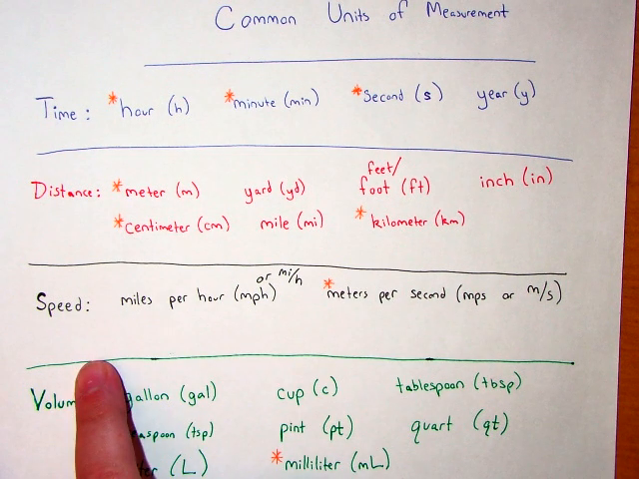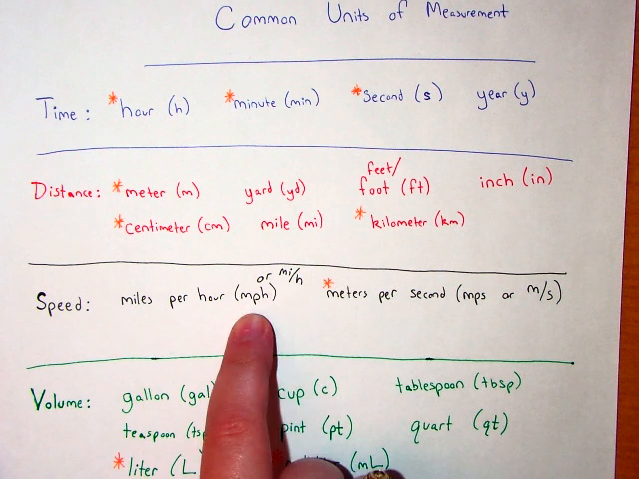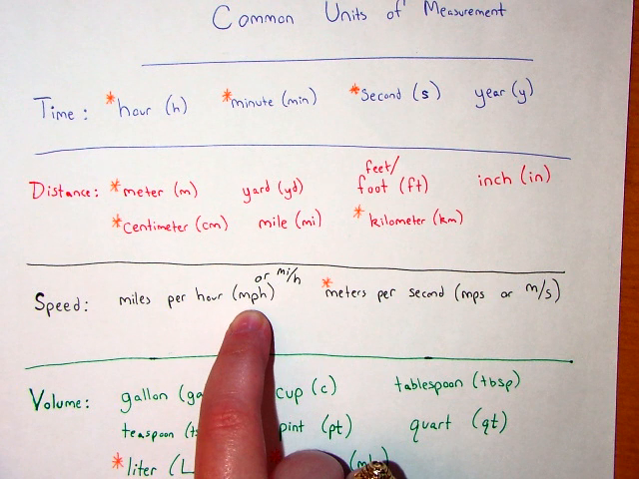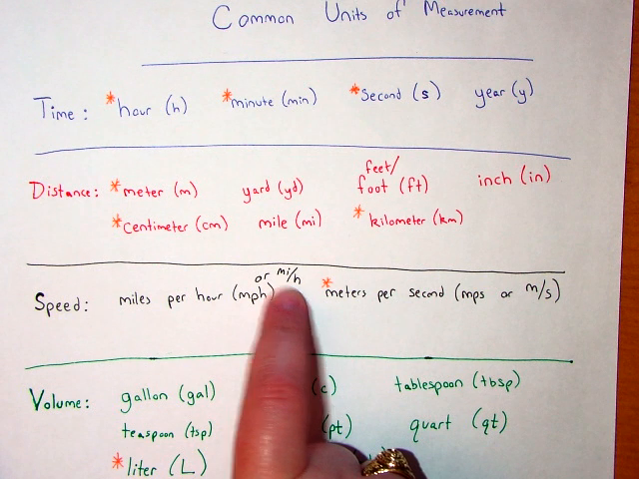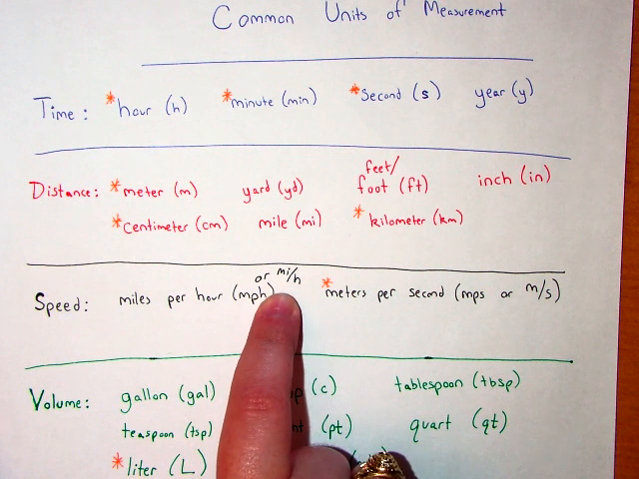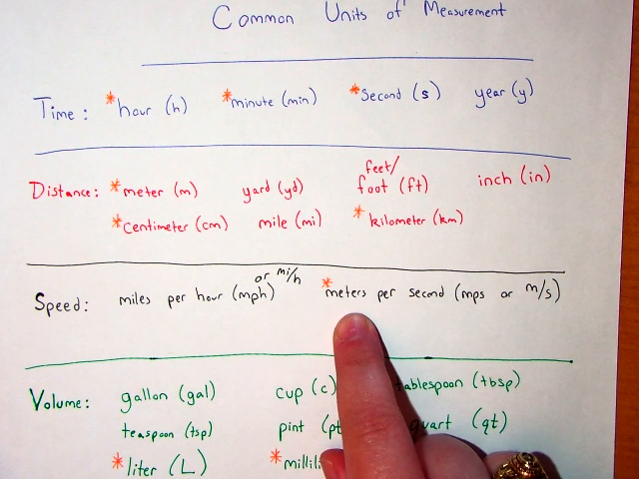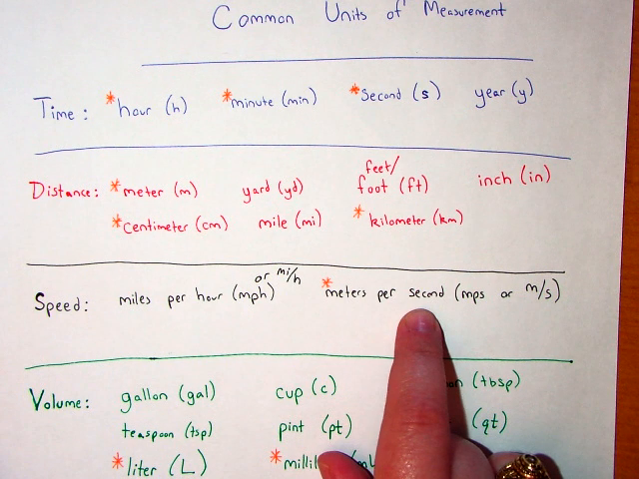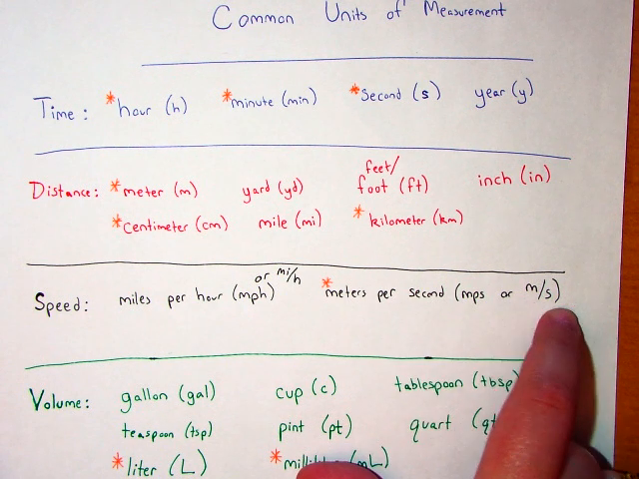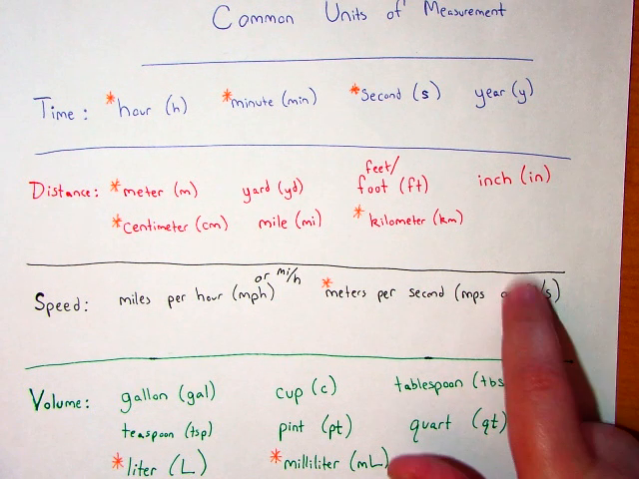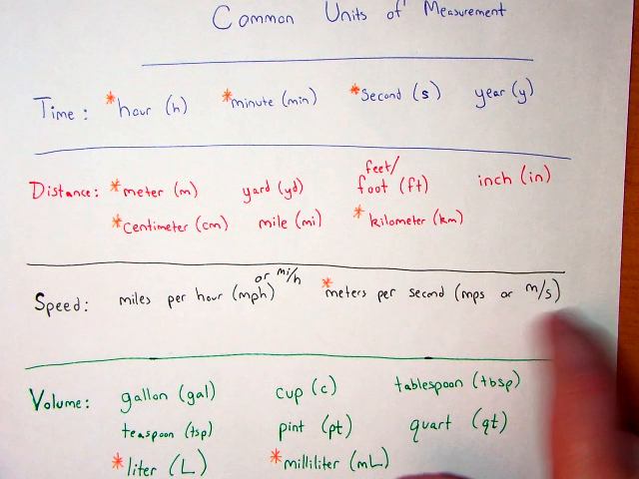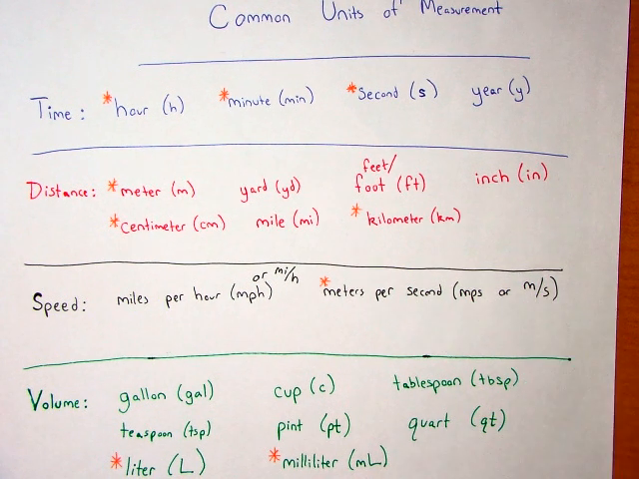Next we come to speed, and there's really two main varieties of speed that we measure. Miles per hour, which is mph, if you're looking at a road sign in the United States. Sometimes it's also written as mi/h, miles per hour. That slash sign is said as per. Or we also have probably the most common one in science, meters per second, which is mps or m/s. Most often you are going to see m/s. This is going to be the unit of speed or velocity that you're going to see the most often in science, meters per second.